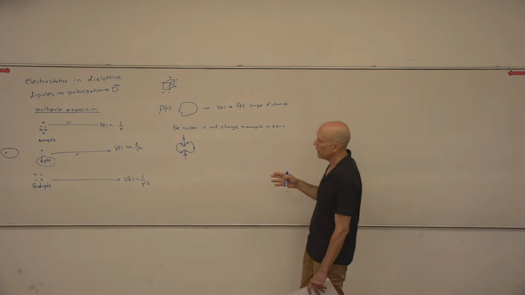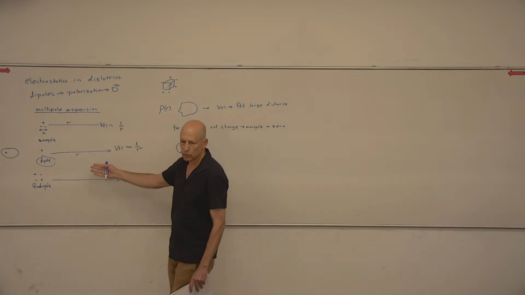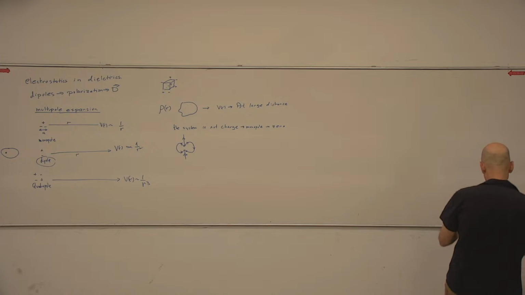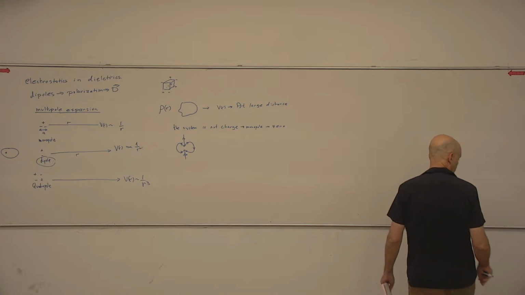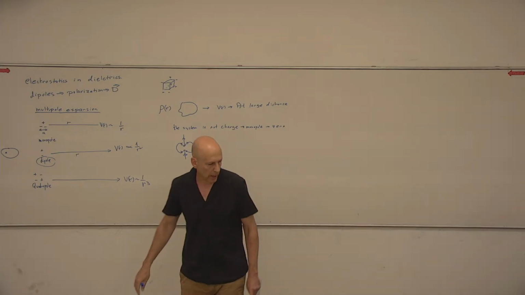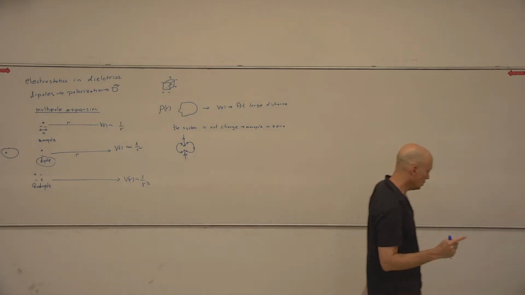Now we want to do the math in order to find this multipole expansion. And the math is pretty simple. It's based essentially on the cosine theorem. And we have a tool.